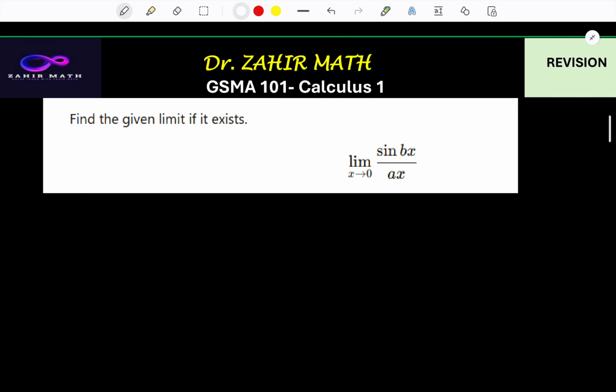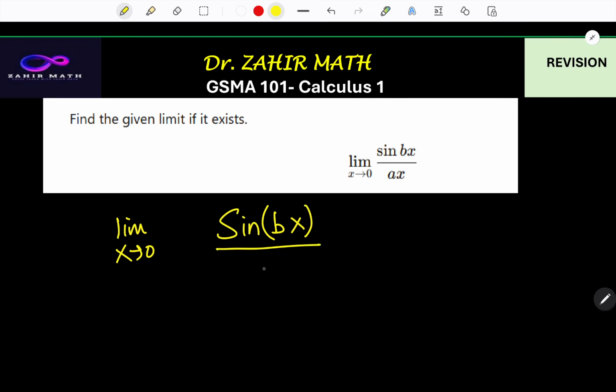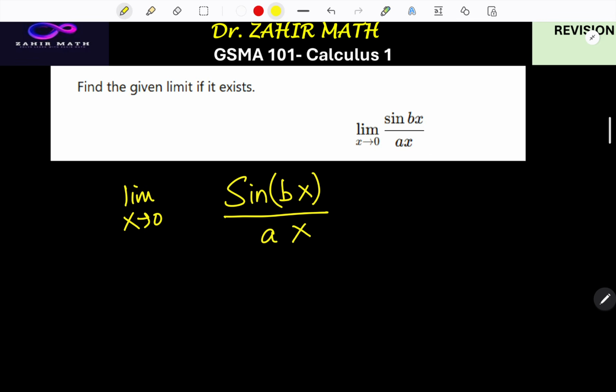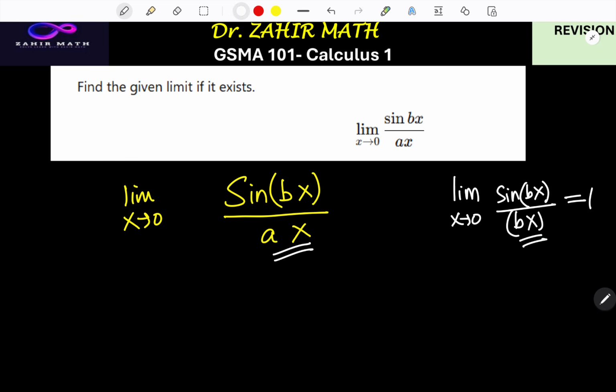Right, let's go to the next question. The next question is the limit as x goes to 0 of sine bx divided by ax. Again, I'll recollect the rule. The rule is the limit as x goes to 0 of sine bx by bx; if you have this, then the value is equal to 1. So we need to bring this one. Look here, bx here, bx here.